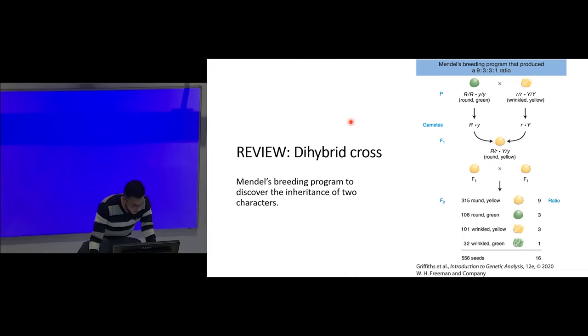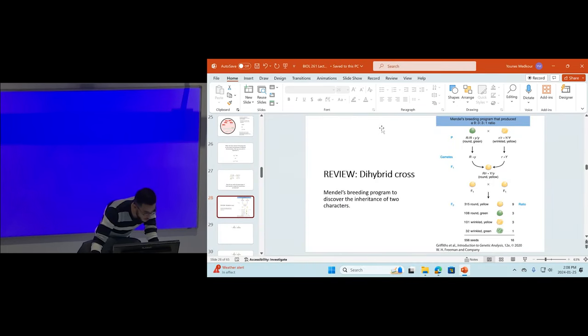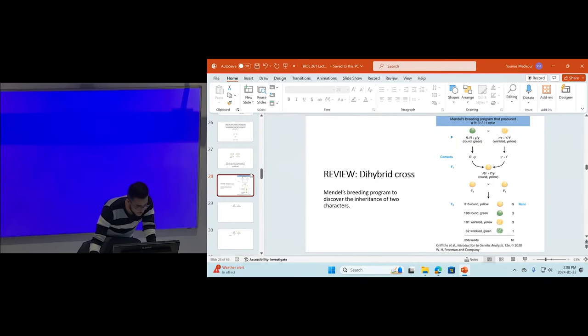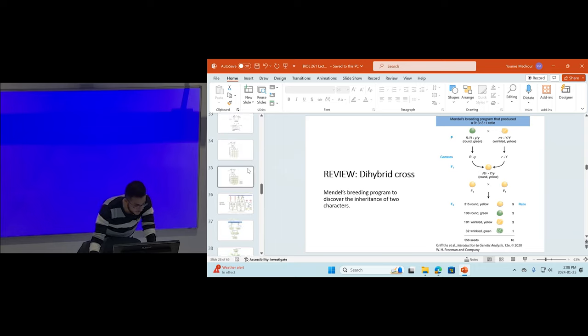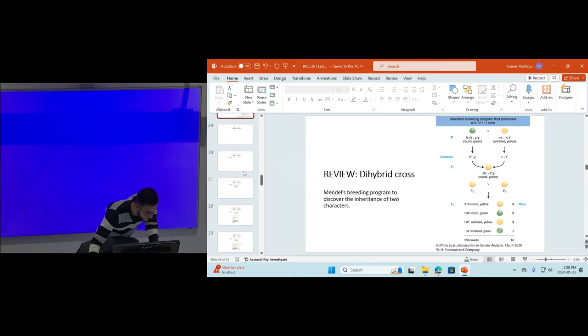Let me see what slide we're at, because one lecture you're super slow, the other you're super fast. How do I do this? Do I cover it? Okay, I cover it.